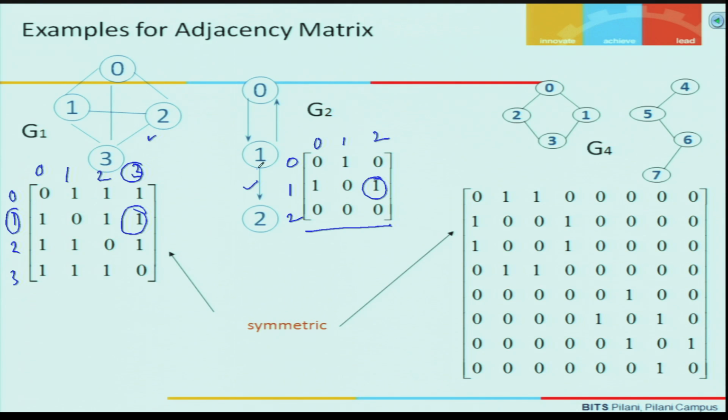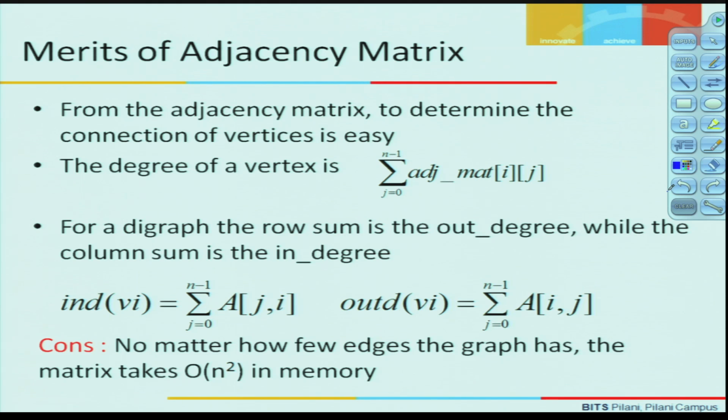But if you look at entry 2 1, it is 0, that means there is no edge from 2 to 1. So, it is a not symmetric matrix. So, you can represent a graph using a 2-dimensional array. There are a lot of merits of using adjacency matrix notation.